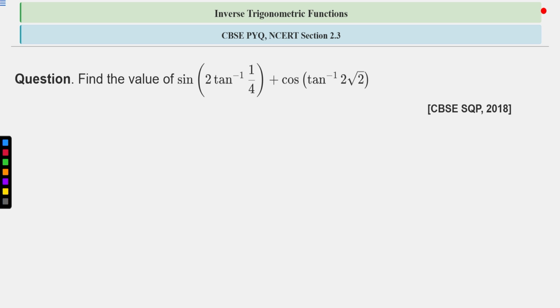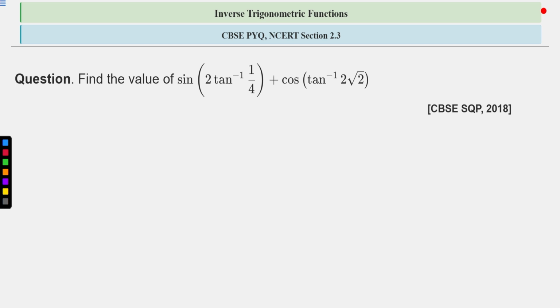The hint for this question is that we can try to convert 2 tan⁻¹θ in terms of tan θ. We know that 2 tan⁻¹θ is basically tan⁻¹(2θ/(1 − θ²)). So you will try to convert 2 tan⁻¹(1/4) in terms of tan⁻¹, and after that you can write it in terms of sin⁻¹. Therefore, sin(sin⁻¹θ) will be equal to θ, and θ should lie between −π/2 to π/2 as well.